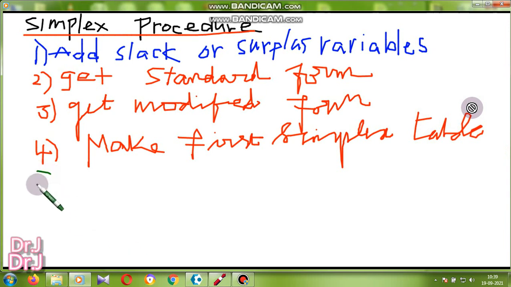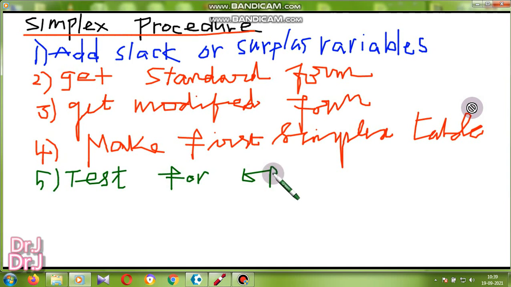Now coming to the fifth step, that is the optimum checkup. The Z row should have all positive numbers if it is a maximization problem, and if it is a minimization problem, then the Z row should have all negative numbers. This is called the optimal checkup. Optimal check means whether the Z row has all positive numbers for maximum or negative for minimum.